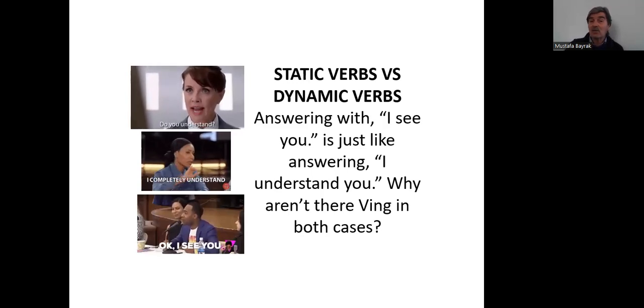Why aren't there verb ing in both cases? It is so easy because they are static verbs. So there is already a continuity, a permanence in them.